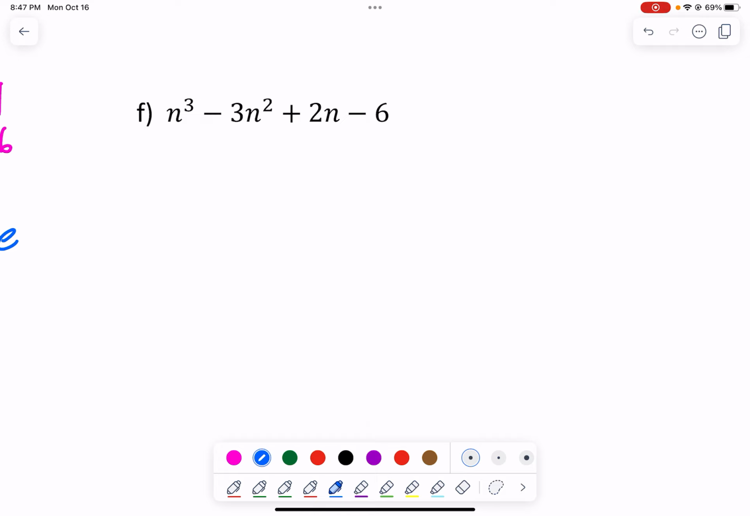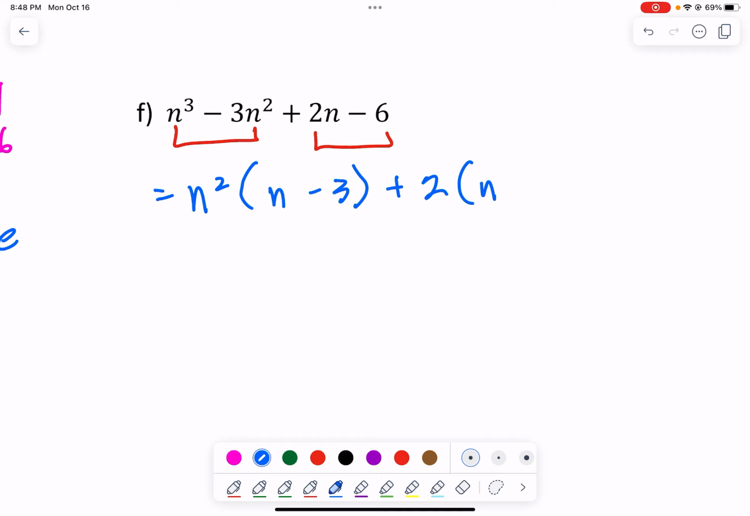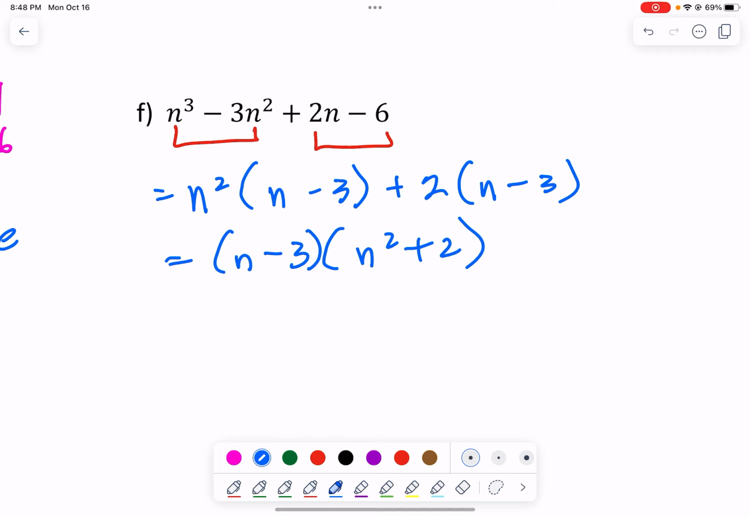F. This is the first time we've seen the 4. When you have 4, you're going to factor by grouping. So in the first two terms, I can factor out an n squared. I'm left with an n plus the minus 3. Then for the second two, I can factor out a plus 2, and then we'll have n minus 3. N minus 3 was in common, so we have n squared plus 2.